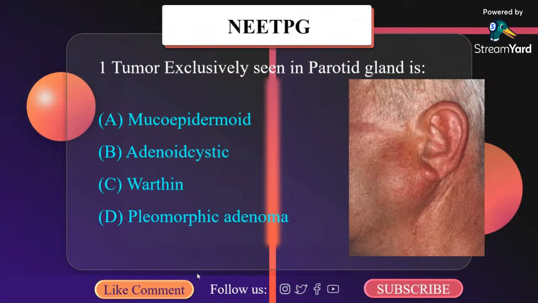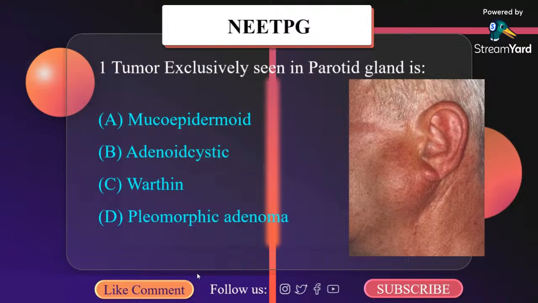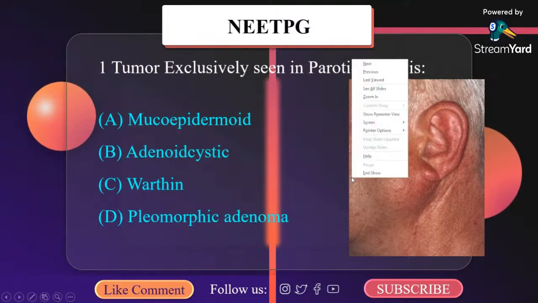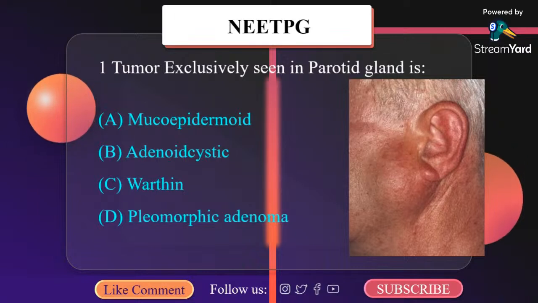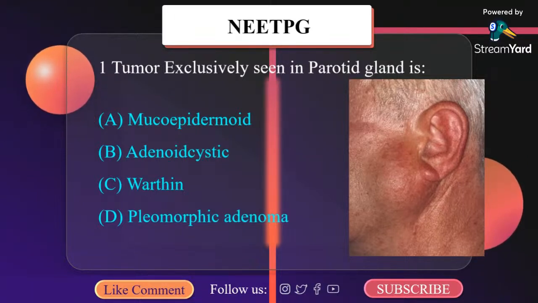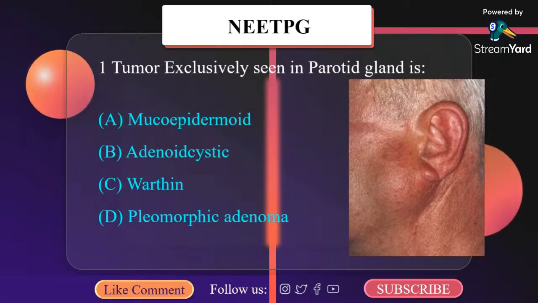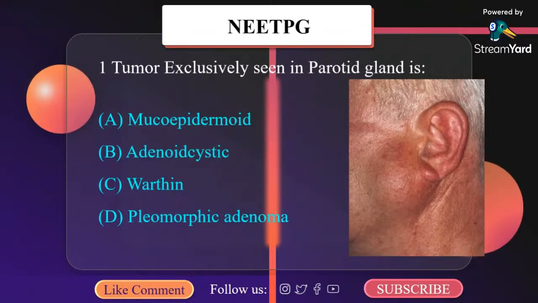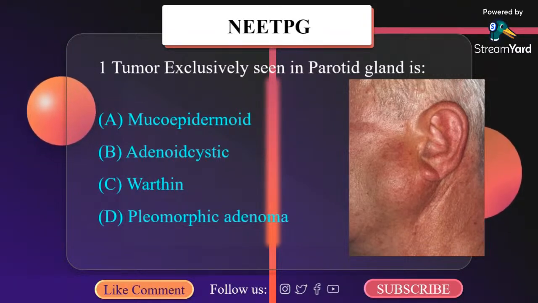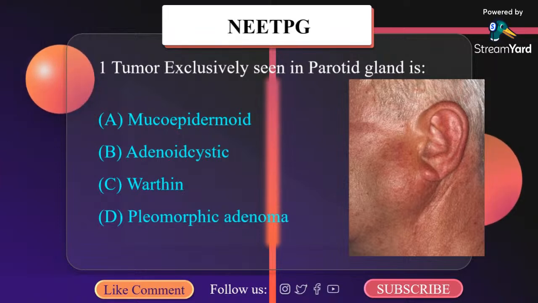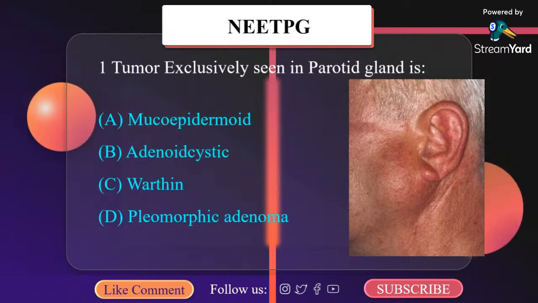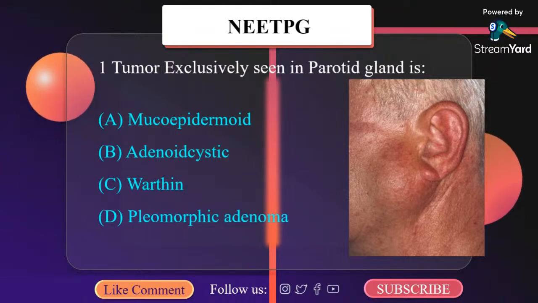Tumor exclusively seen in parotid gland is, well, from the image you can look very carefully. A. Mucoepidermoid. B. Adenocystic. C. Warthin tumor. D. Pleomorphic adenoma. From the image you can see it is a Warthin's tumor. The important points regarding Warthin's tumor are that it occurs exclusively in the parotid gland. It is most common in males, most common in smokers, most common in the lower pole of the parotid at the angle of mandible. 10% of the cases are bilateral.